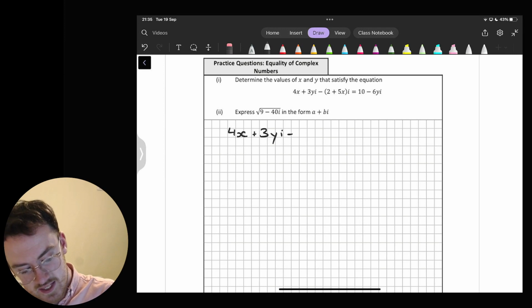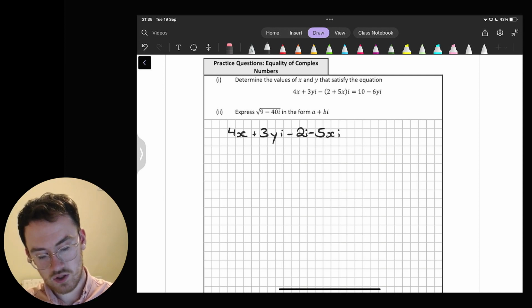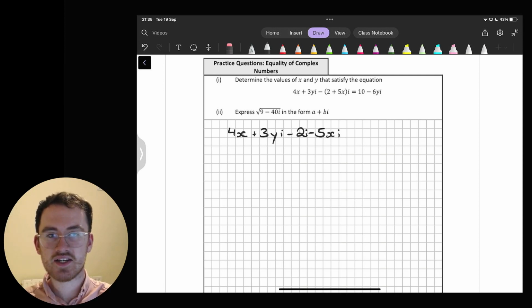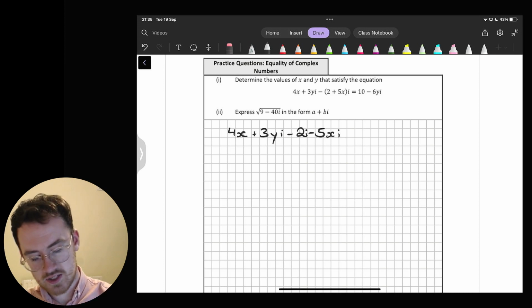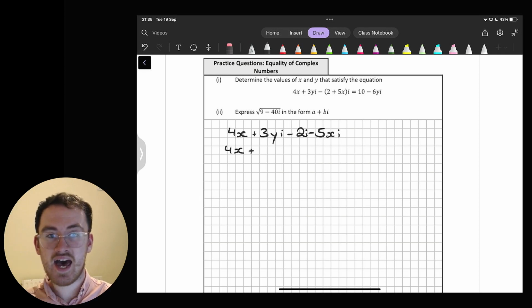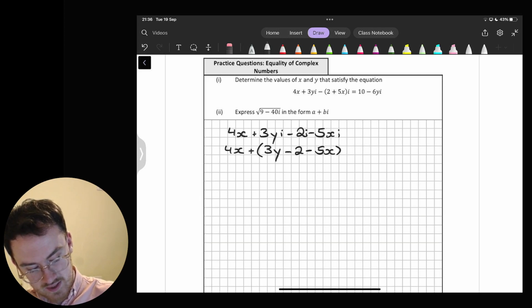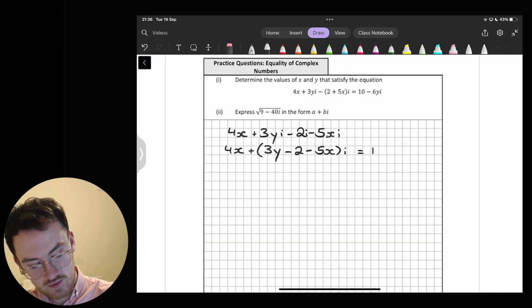And we're going to tidy this up, being careful with that minus on the outside there, that we include that in all the parts, and the i on the outside also, that we include that in all parts there. So tidying up now as well, everywhere that I have an i part, I'm going to combine those together. So I get 3y minus 2 minus 5xi in total. And on the right hand side, it's 10 minus 6yi.